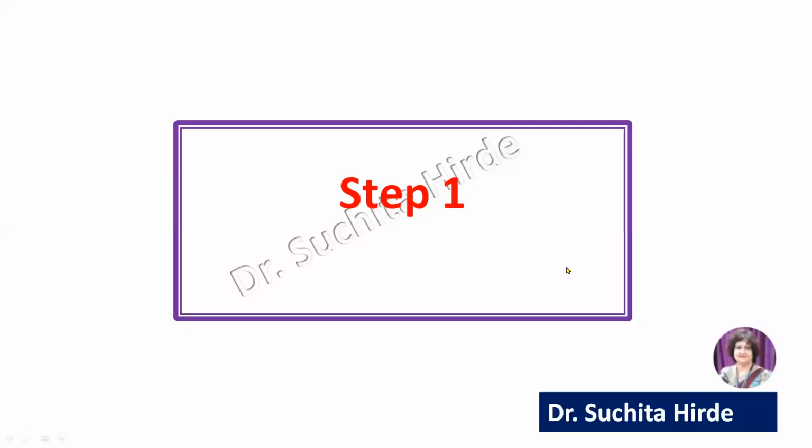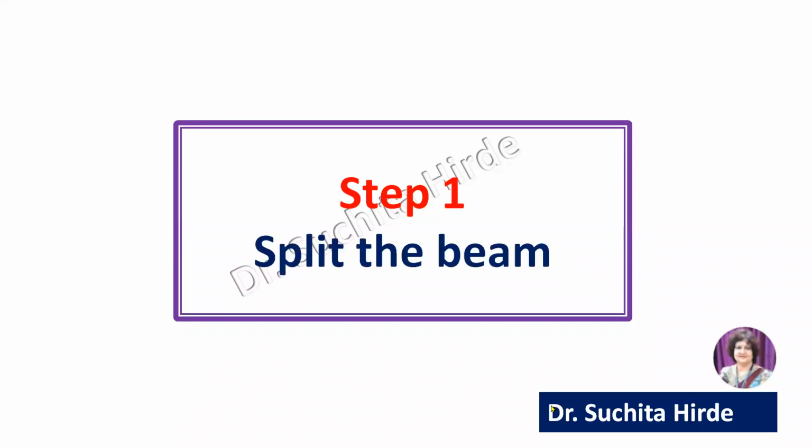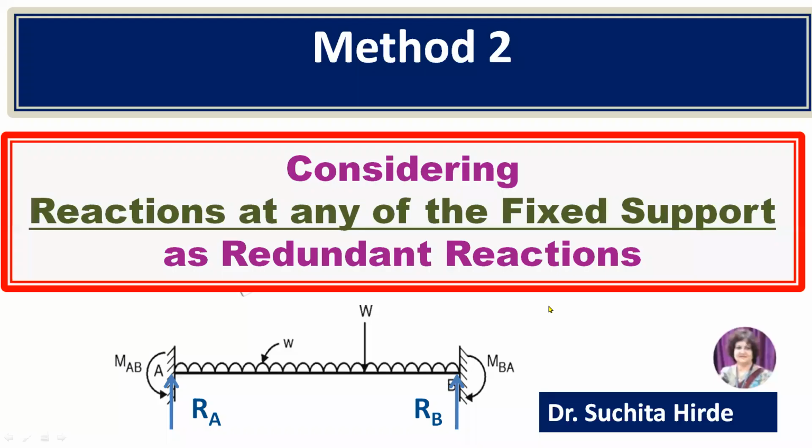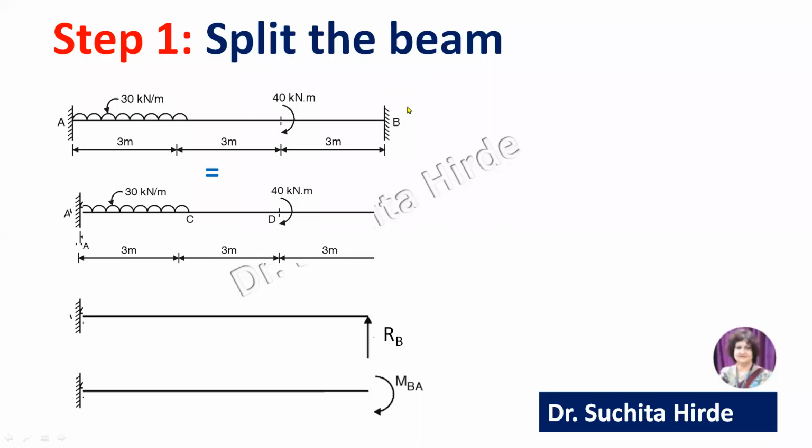So in method number 2, the first step is to split the beam. For this beam, I am going to consider these reactions, that is MBA and RB, as redundant. Reactions at B as redundant. I will tell you why I am considering reactions at B as redundant and not at A. When we remove the redundant reactions, RB and MBA, it becomes a cantilever beam. Now why have I considered these as redundant reactions and not those at A?